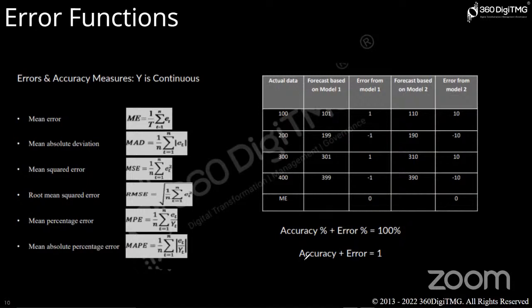Okay, and we already talked about this. Accuracy plus error is equal to 1. If we add both accuracy and error, because these are two sides of a coin, we can say: if we have greater accuracy, error will be less. If you have greater error, accuracy will be less. So these are some of the functions which we can use to evaluate an error function in a regression problem.